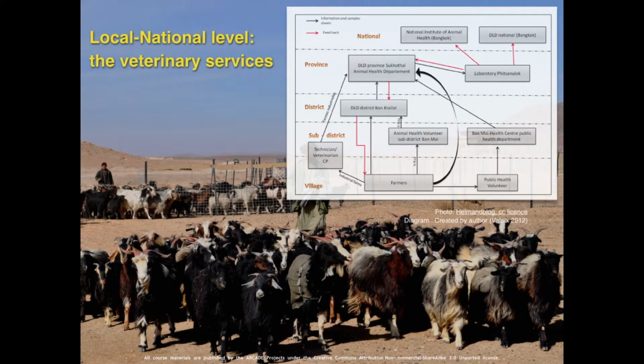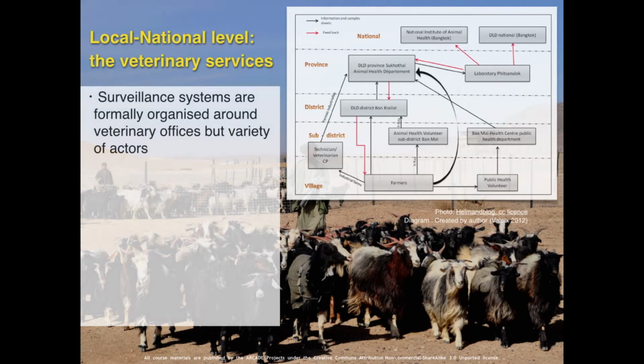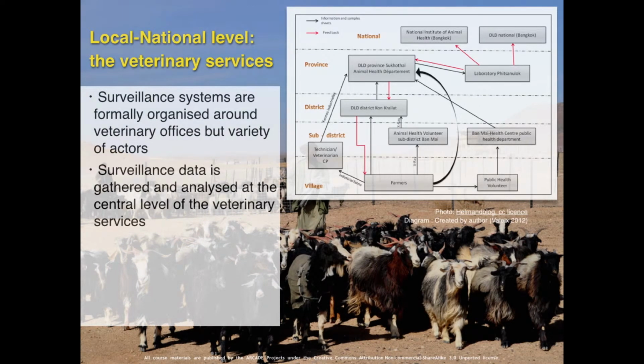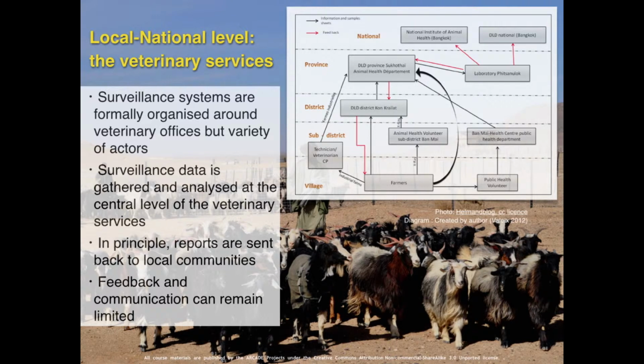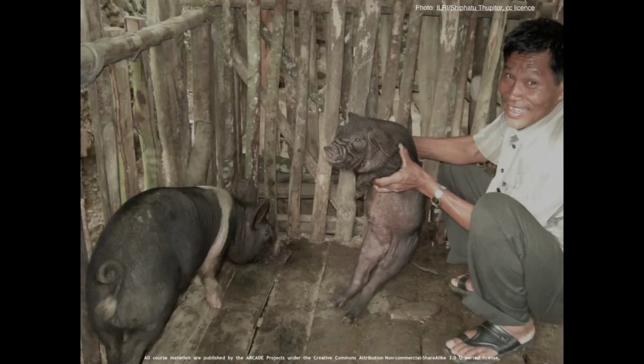In most countries, the veterinary services are part of the Ministry of Agriculture. Surveillance systems are formally organized around veterinary offices, but a variety of actors are generally involved. Even though it differs from one country to another, this diagram that I designed during my work on avian influenza in Thailand gives an idea of the involvement of several types of actors, from farmers reporting a disease to district veterinarians, lab technicians, etc. As expected, the surveillance data is gathered and analyzed at the central level of the veterinary services, often located in the capital city, and reports are sent back to local communities. However, the degree to which this feedback is done and the communication maintained can remain very limited, especially in contexts where veterinary services lack resources.